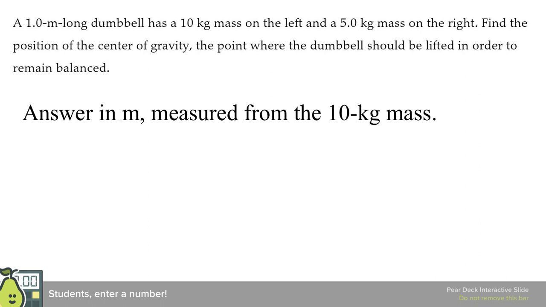All right, let's do a problem. A 1 meter long dumbbell has a 10 kilogram mass on the left end and a 5 kilogram mass on the right. Find the position of the center of gravity, which is the point where the dumbbell would be lifted in order to remain balanced. Remember, this is the same as finding the center of mass.